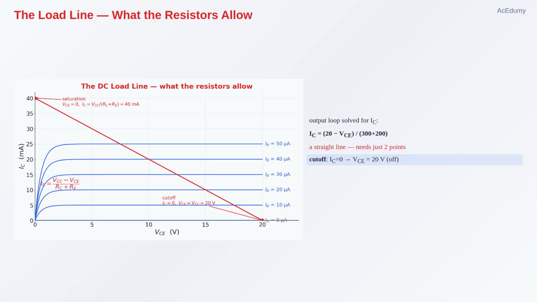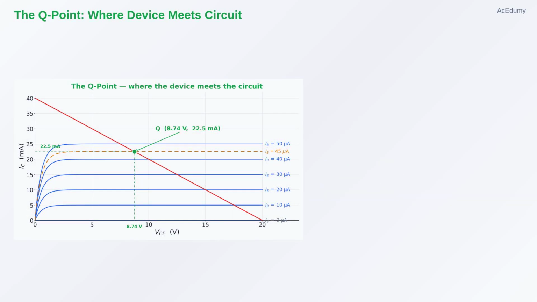Second, imagine it fully on, saturation. The collector-emitter voltage collapses to 0, and the current is just the supply over the two resistors, 20 over 500, which is 40 milliamps. That is the point 0 volts, 40 milliamps up top. Connect those 2 points and you have drawn the load line. Every operating point the resistors will permit, all on one straight stroke. Now bring the two characters together. The device gave us the family of curves. The circuit gave us the load line.